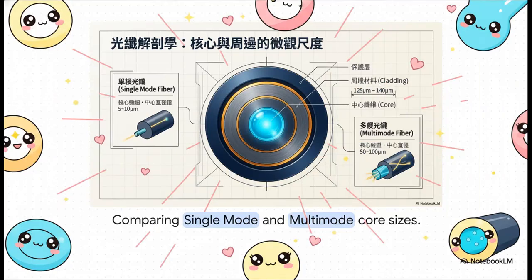A microscopic cross-section reveals exactly why these two differ so drastically. It's all about the core sizes. Single mode has a microscopic core diameter of just 5 to 10 micrometers. I mean, it is razor thin. Multimode, meanwhile, is much thicker, usually around 50 to 100 micrometers. It acts a lot more like a wide, mirrored tunnel that can handle multiple beams of light at once.